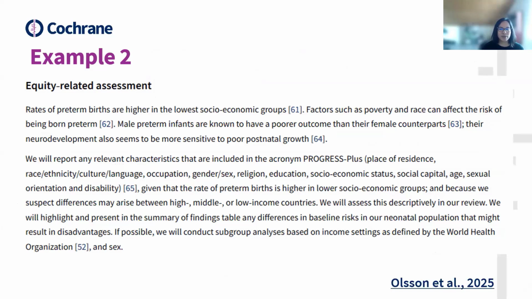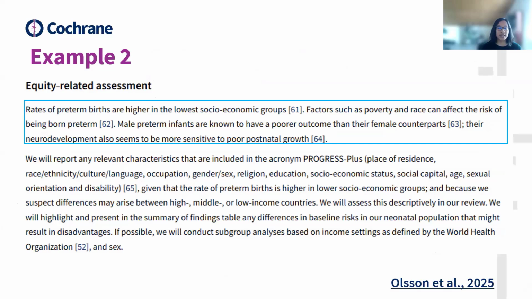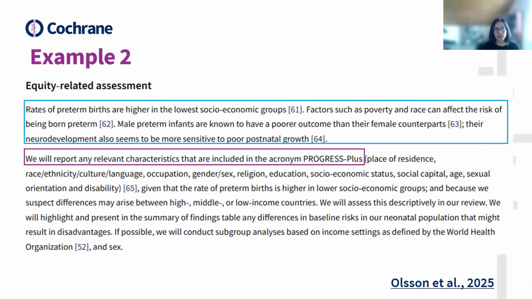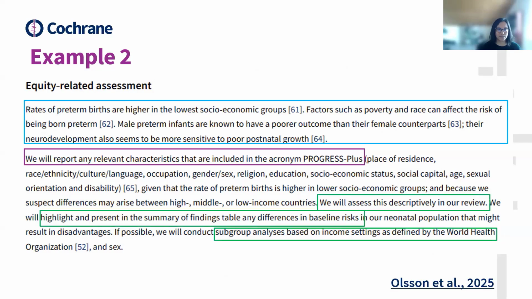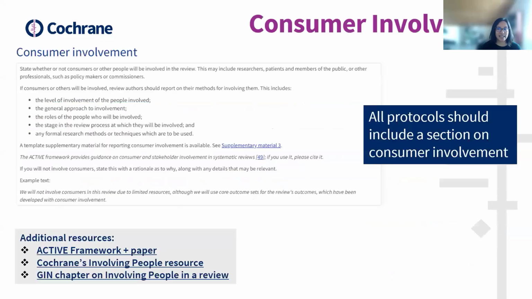Here's another example of reporting methods for the equity-related assessment section in a protocol by Olson and colleagues. Again, authors provide a clear rationale for looking at specific equity-related factors, such as socioeconomic status, sex, and race. Authors also describe the data they'll collect, in this case, relevant Progress Plus characteristics. And finally, authors also describe how they plan to conduct their assessment, in this case, descriptively, also highlighting and presenting differences in the baseline risks in the summary of findings tables, and possibly conducting subgroup analyses.